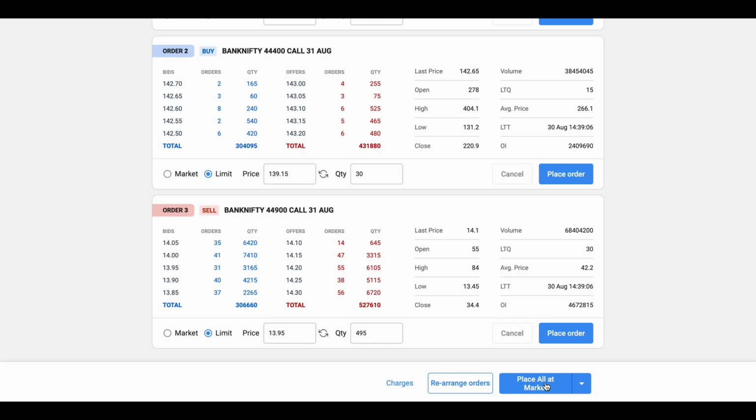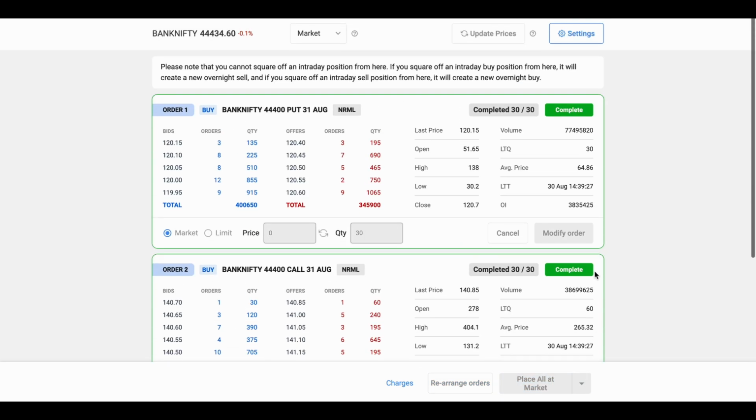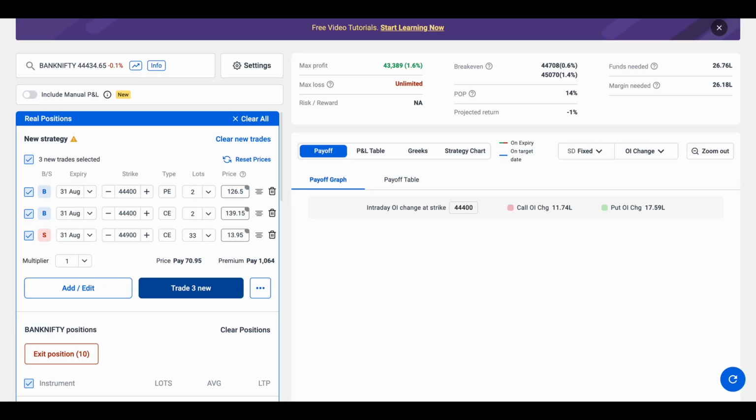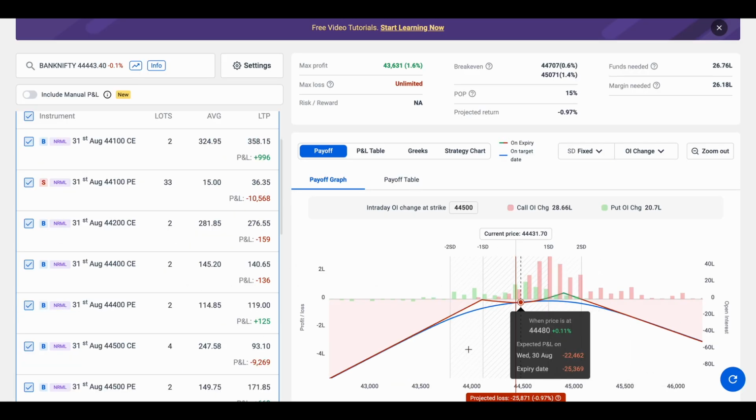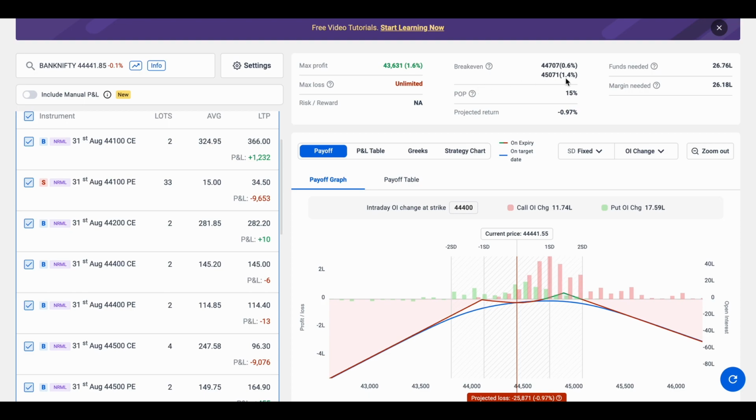Let's do it at market price only. Okay, all the adjustment has been done. After the adjustment, this is how my payoff chart will look. My maximum profit has gone down to 1.6% of my fund. My break evens are around 44,700 and 45,000.